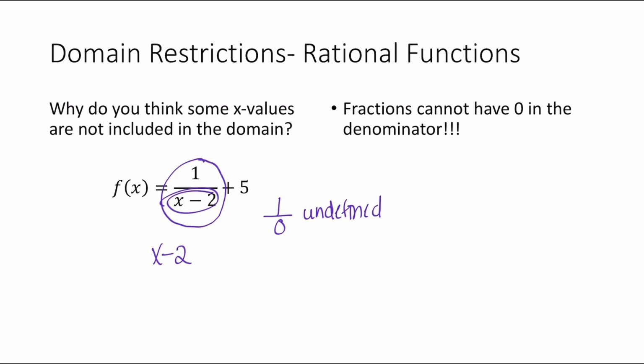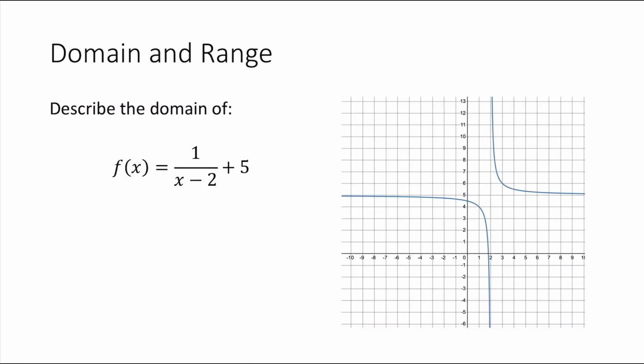If x minus 2 is equal to 0, let's see what x value that would be. If I have x minus 2 equals 0, and I add 2 to both sides, that's going to give me x equals 2. That is a value that will not be included in my domain. That is why I have a domain restriction when I talk about a rational function.